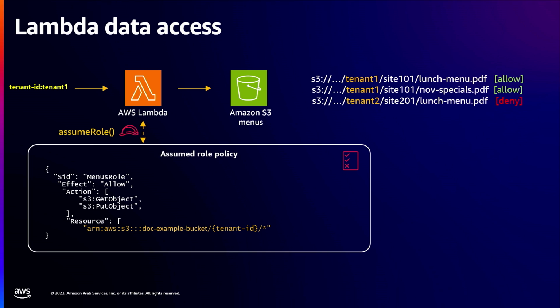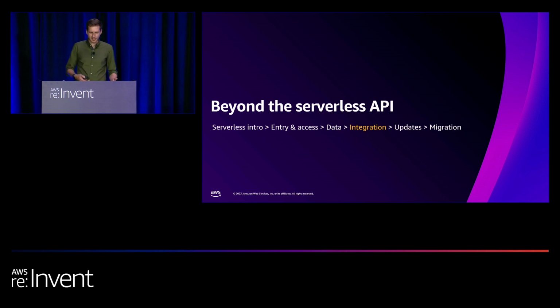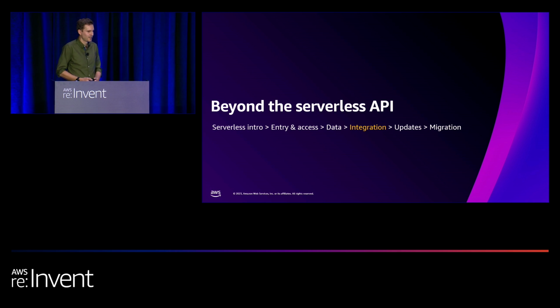We're ensuring that we're applying security at layers, and think about how you can do this in your own organizations. So now let's look beyond the serverless API. So far we've talked about Lambda and API Gateway, but we mentioned that there were those integration services available to us in the middle on our previous diagram.